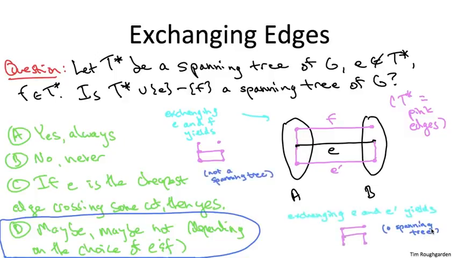So what have we learned? What we've learned is that if we want to execute this exchange argument, we cannot blithely exchange with any edge of T star that crosses this cut. So the best case scenario, what we're hoping is true, is that we can always find some suitable edge, like E prime on the previous slide, so that when we execute this swap, we do in fact get a spanning tree.